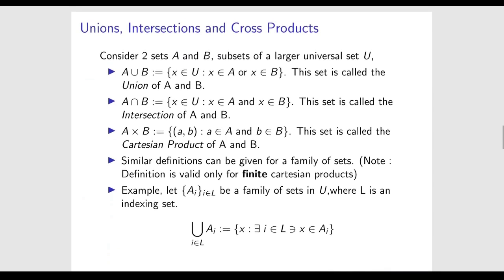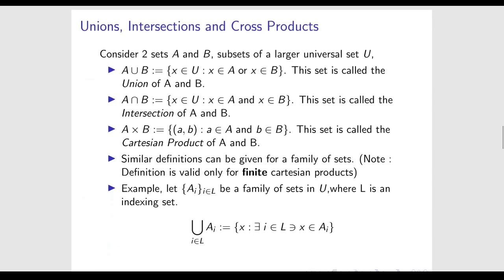Now, let us look at some operations on sets: unions, intersections and cross products. By A union B, we mean all the elements of U such that the element belongs to A or the element belongs to B. That is, x belongs to U such that x belongs to A or x belongs to B. This set is called the union of A and B.